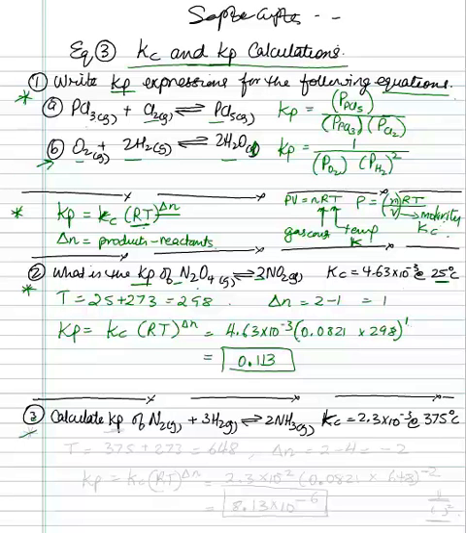So the third problem is calculate the Kp of N2 plus 3H2, hydrogen plus nitrogen to give ammonia, very common reaction, and the Kc is 2.3 times 10 to the negative 3 at 375. And we're supposed to calculate Kp. Again, temperature 375 plus 273, that's 648, and delta N now is 2 minus 4, which is equal to minus 2. Minus 2 meaning that we have to inverse something and then we have to square something. And so Kp is equal to Kc times RT to the delta N.